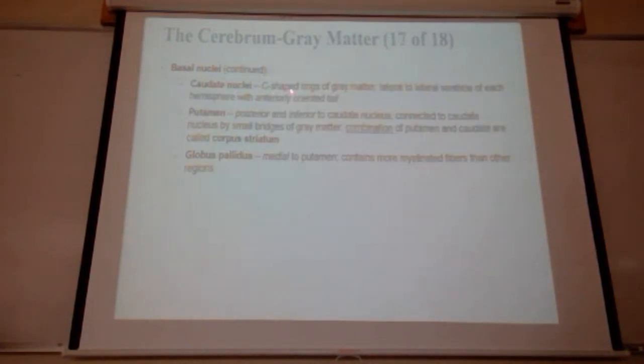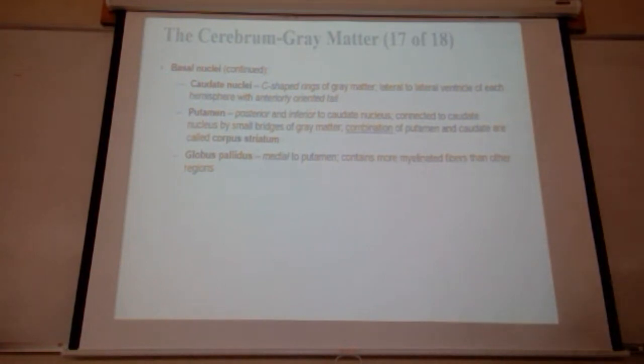The caudate nuclei are C-shaped rings of gray matter found lateral to the lateral ventricle of each hemisphere, with an anteriorly oriented tail. The putamen are posterior and inferior to the caudate nuclei. They are connected to the caudate nuclei by small bridges of gray matter. The combination of the putamen and the caudate is called the corpus striatum. And the globus pallidus is found medial.